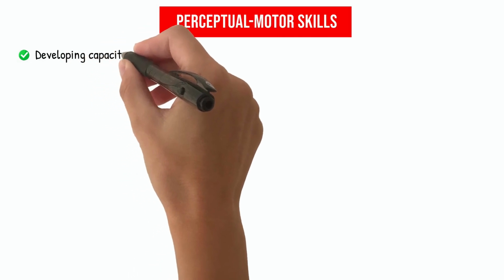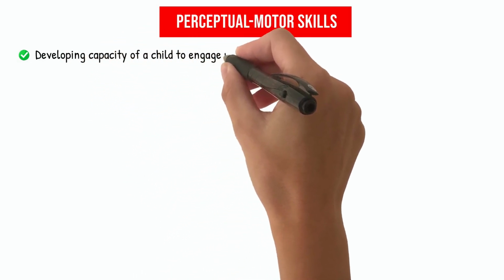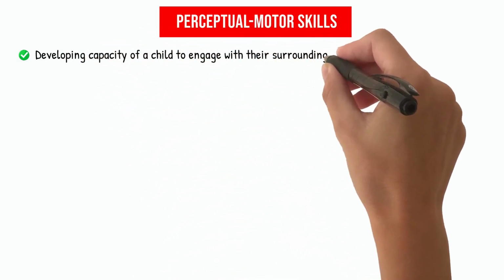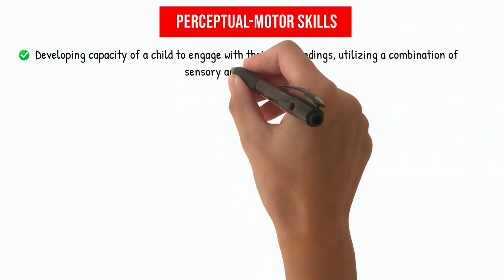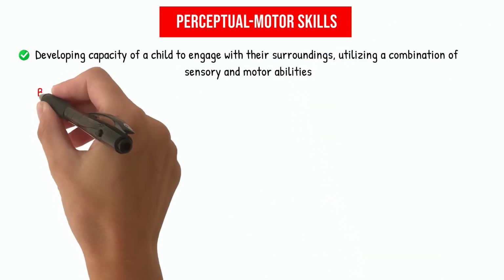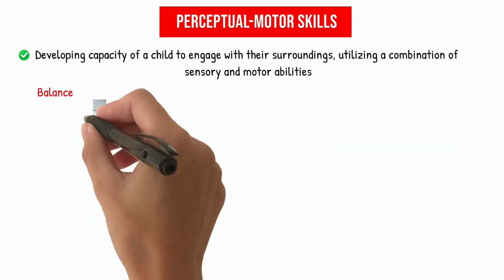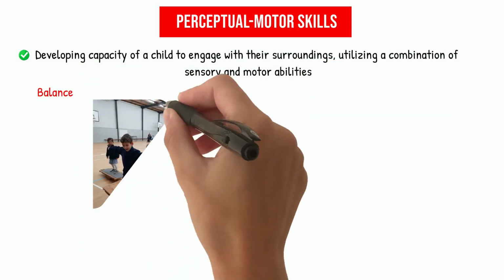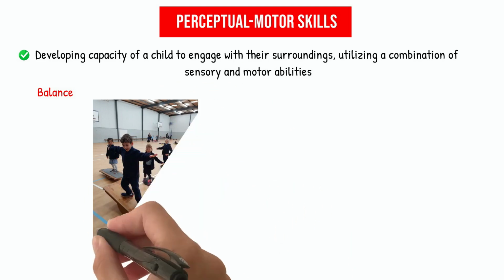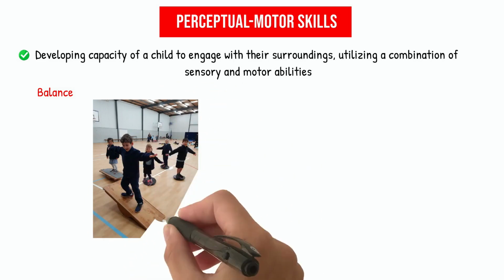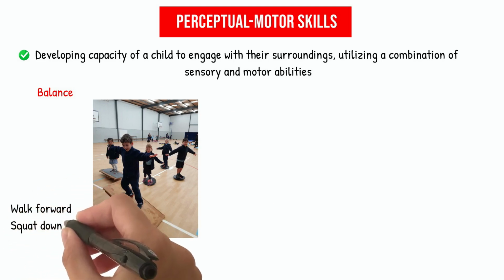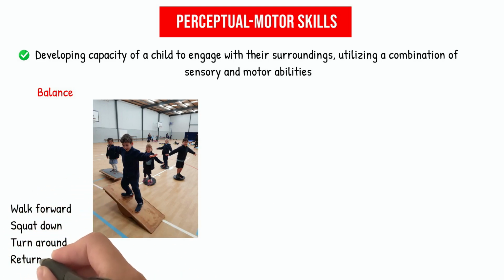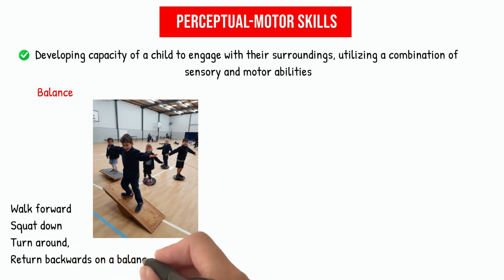Perceptual motor skills. Perceptual motor skills involve the developing capacity of a child to engage with their surroundings, utilizing a combination of sensory and motor abilities. These skills can be broken down into various components, including balance, the static ability to maintain a desired posture while stationary, or dynamic ability to remain in a desired posture while moving, for example, telling children to walk forward, squat down, turn around, and return backwards on a balance beam 3 inches off the floor.